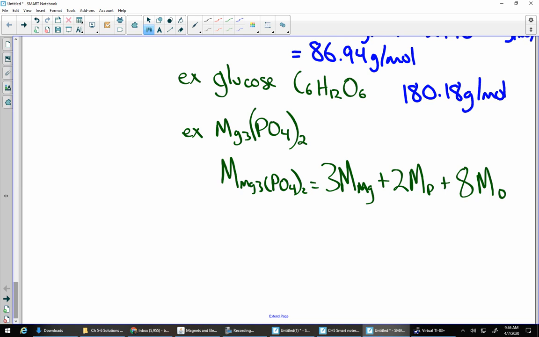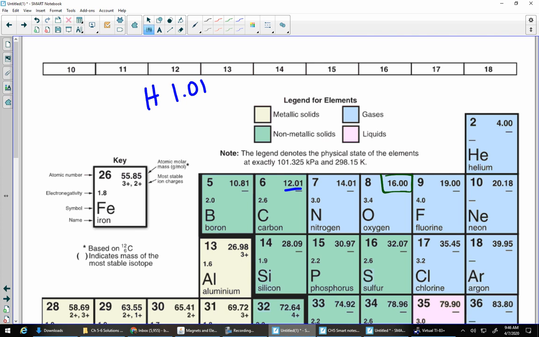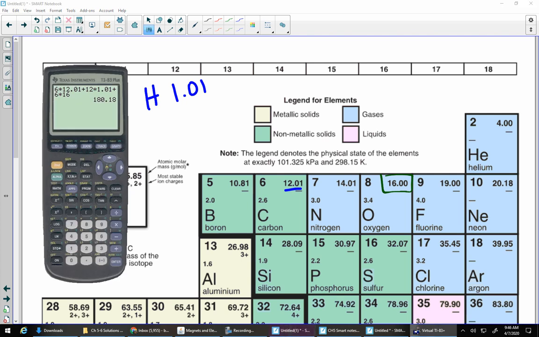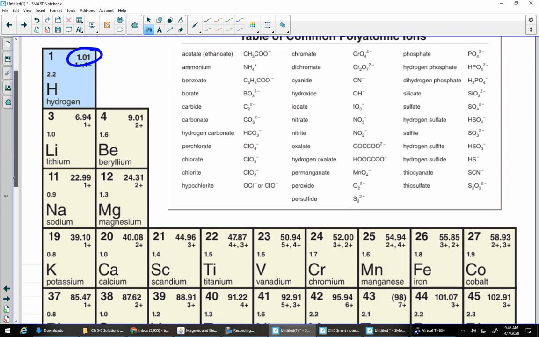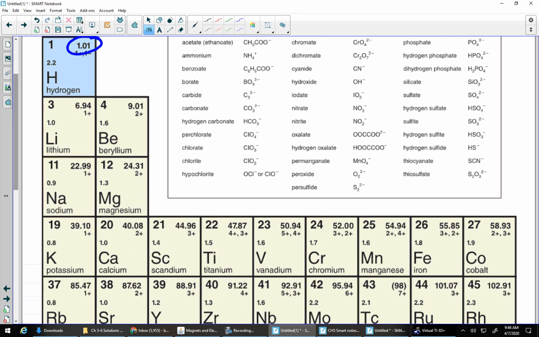Mg3(PO4)2. Perfect. I go to my periodic table. I got to search for these things. I got to get out my calculator. I think I made another screw up. It's got to be on this side first. So let's see. Magnesium. I need 3 magnesiums.